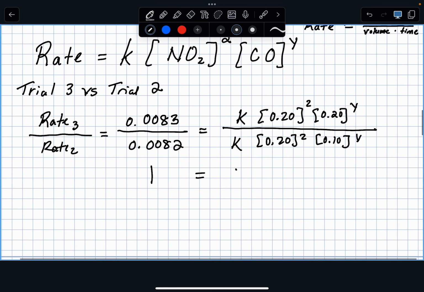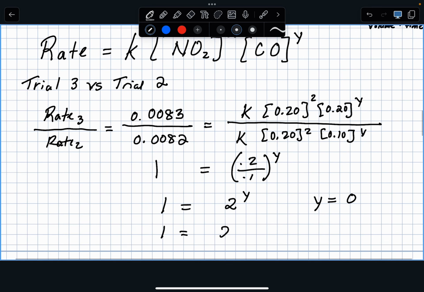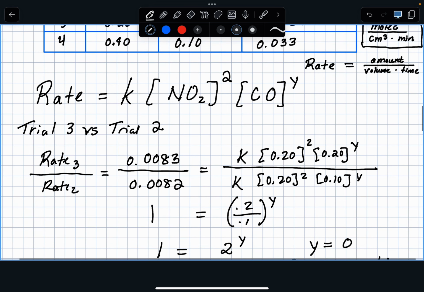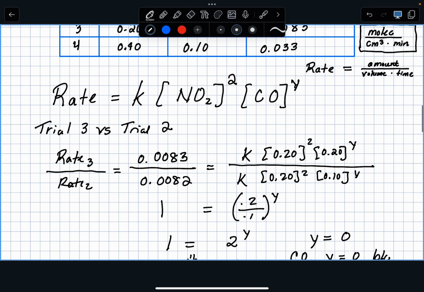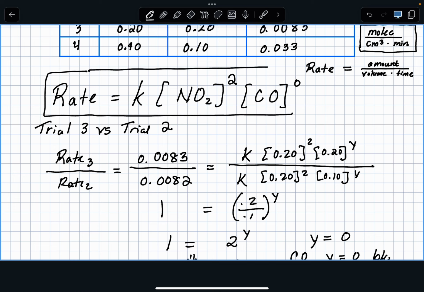When you're done here, you've got 0.2 over 0.1 to the y, which means 1 is going to equal 2 to the y. The only way this is going to work is if y is 0, because will that make the equation equal 1? And yes. So with CO, y is equal to 0 because it's zero order. So back up here, we're going to erase this and put a 0. All right, I'll make a separate video for how to solve for the rate, but right now we've answered one part of this question, which is to find the orders of the reactions with respect to each reactant.